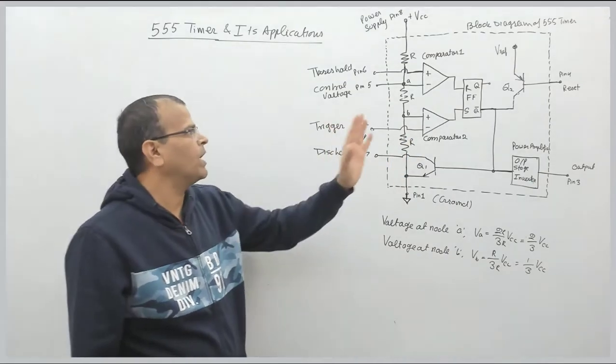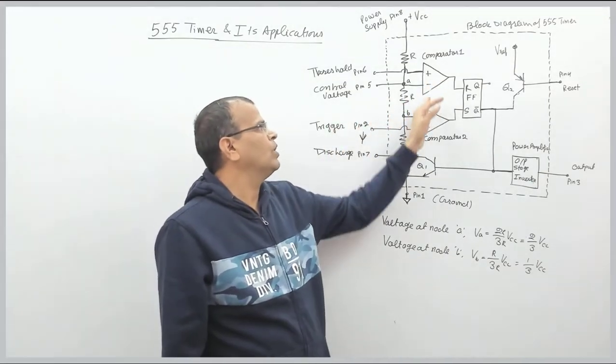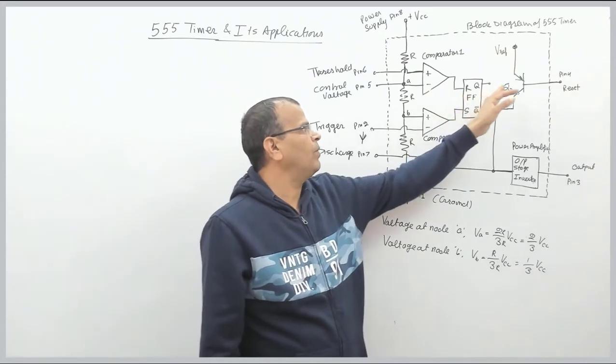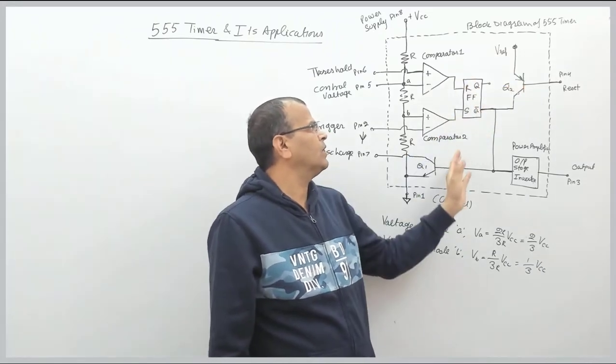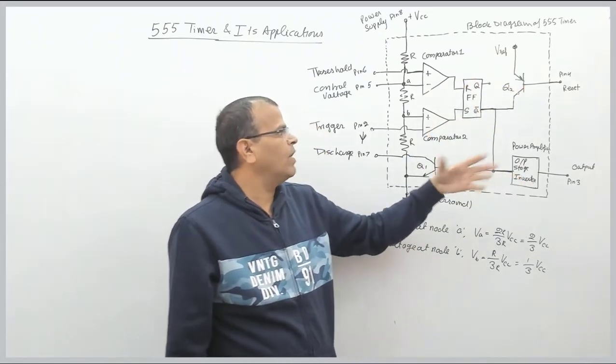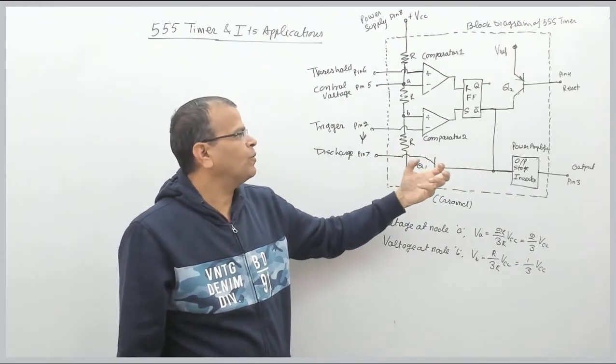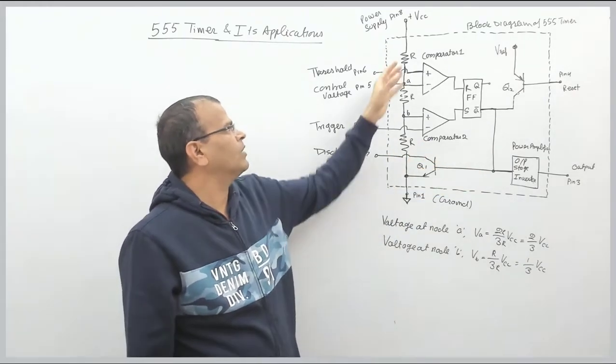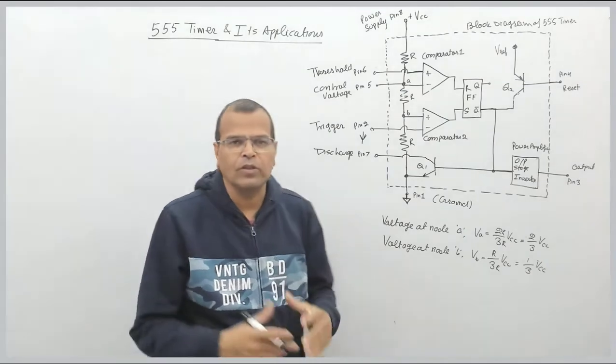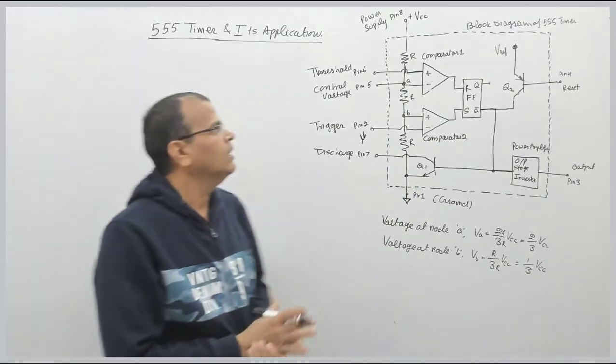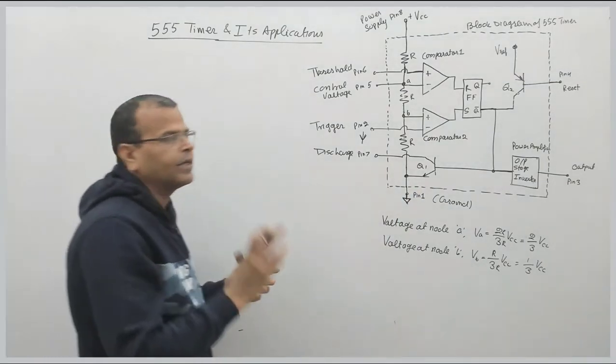So in total, how many elements are there? We have got 2 comparators, 1 flip-flop, so 3. We have 2 transistors, so that makes 5. We have 1 inverter at output stage, so that makes 6, and 3 resistances, so that is total 9 elements in the chip. So that is one single integrated circuit.